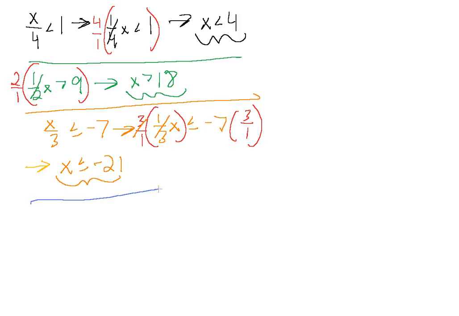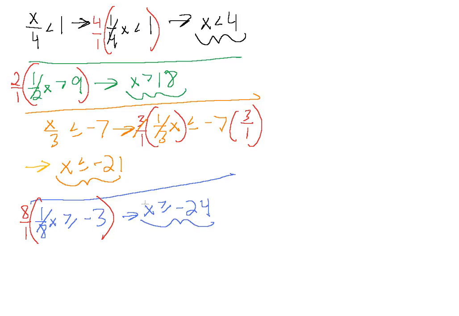So let's take a look at the next one. Let's say we have 1 over 8 times x is greater than or equal to minus 3. All we're going to do is multiply the entire inequality by the reciprocal of 1 over 8, which is 8 over 1. It's going to cancel this term, just leaving us x is greater than or equal to 8 times minus 3, which is minus 24. And x is greater than or equal to minus 24. That's the solution set for this inequality.